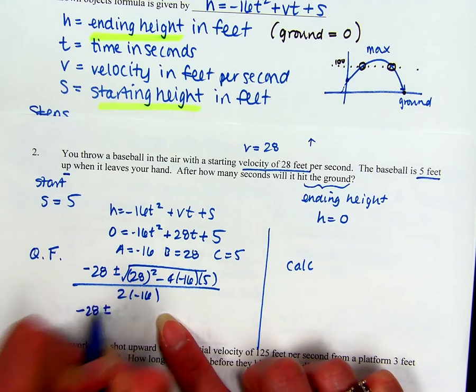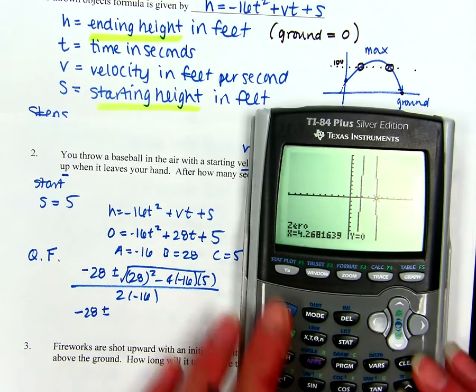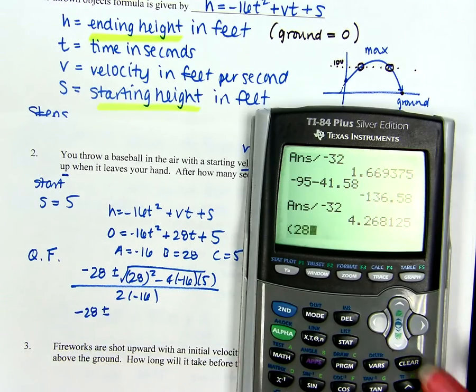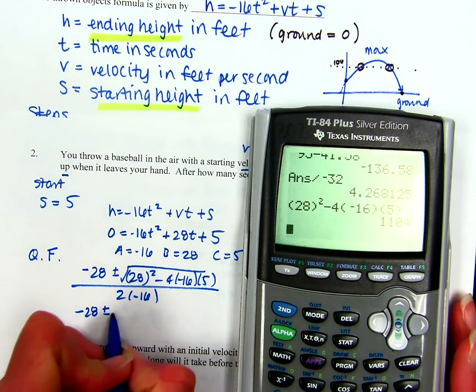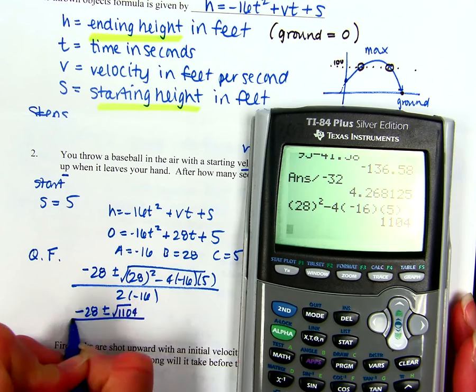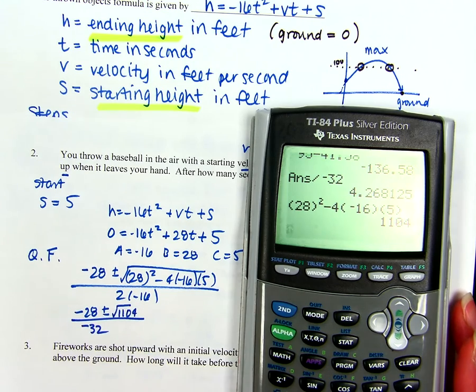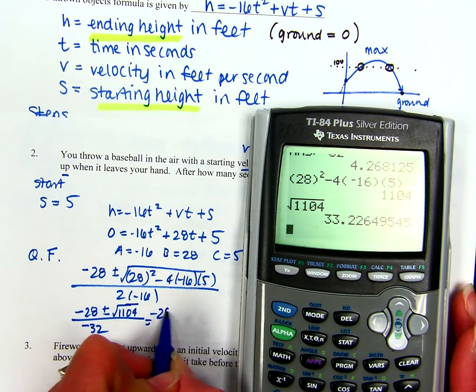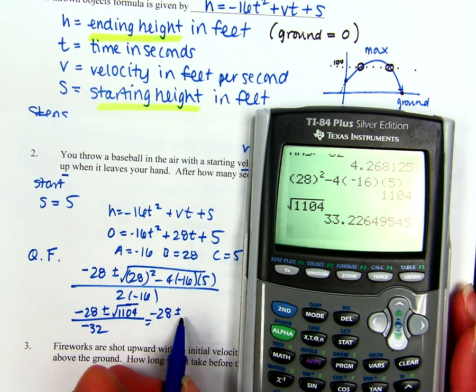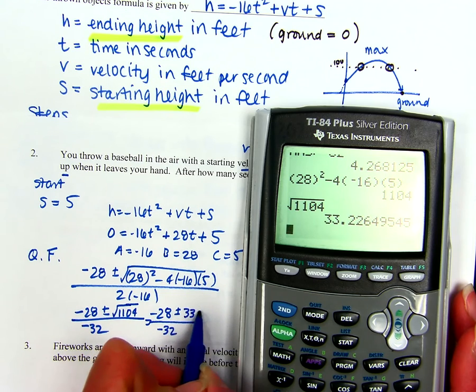So negative 28 plus or minus the square root of 28 squared minus 4 times negative 16 times 5. That is 1104. And then I need the square root of that. Remember, we want decimals, not radicals, since it's a real life problem. You're not going to say something took the square root of 3 seconds. That doesn't make any sense.